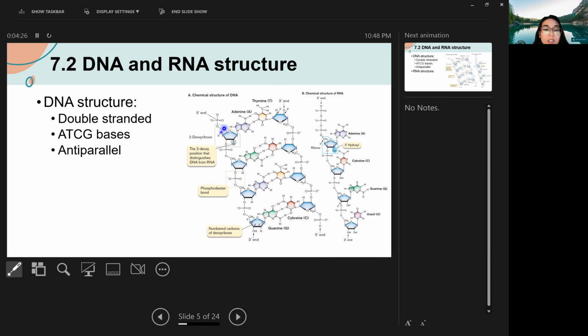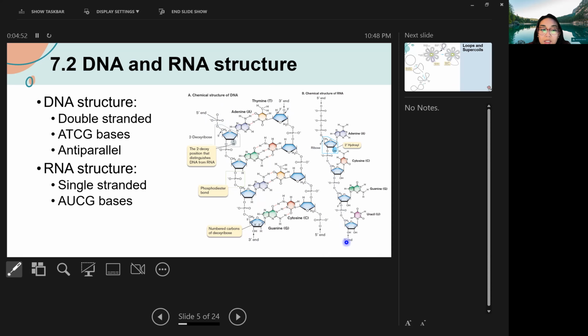Okay. Something else to note is that the 5' end is where you would find the phosphate group. And that's going to be important when we talk about DNA replication, because you can only add a nucleotide to the 3' end, not to the 5' end, because we need that phosphate group to add another nucleotide on top. Okay. In RNA, it's a little bit more simple. It's single-stranded, so you should know that. The bases are A, U, C, G.